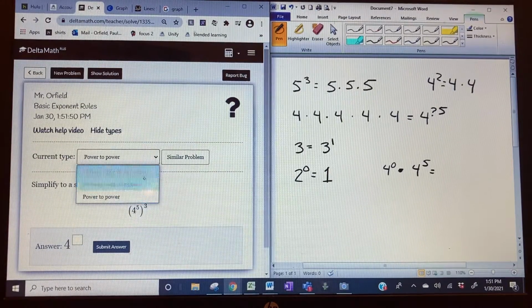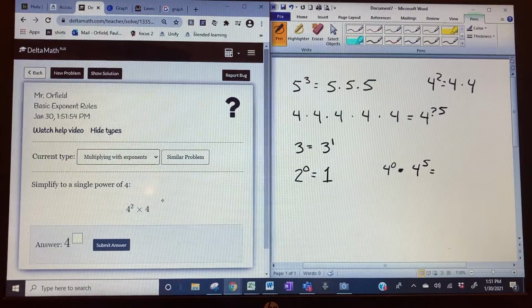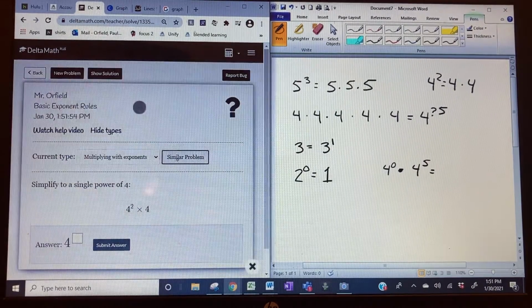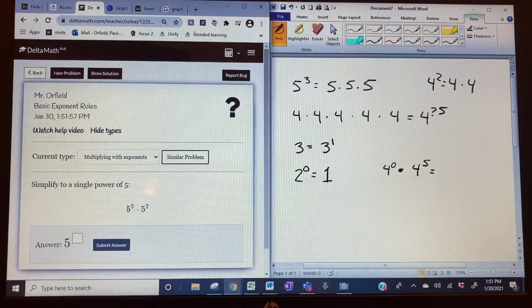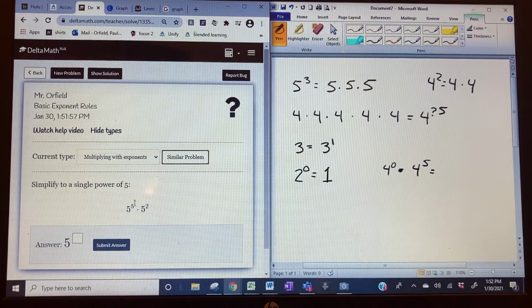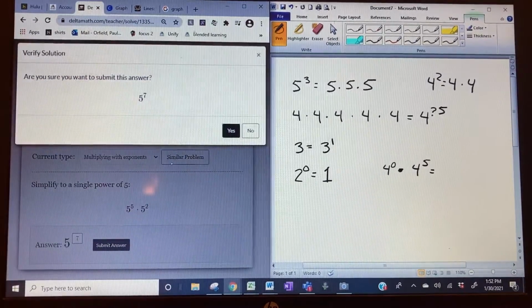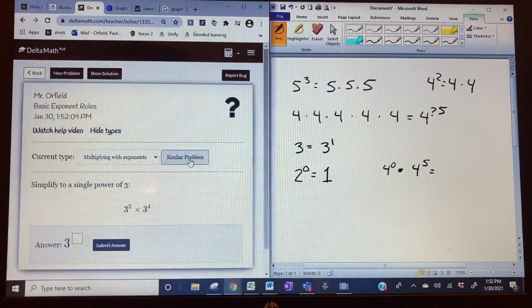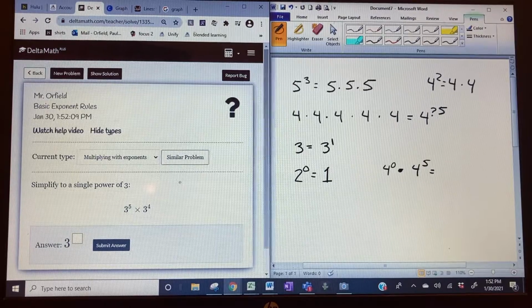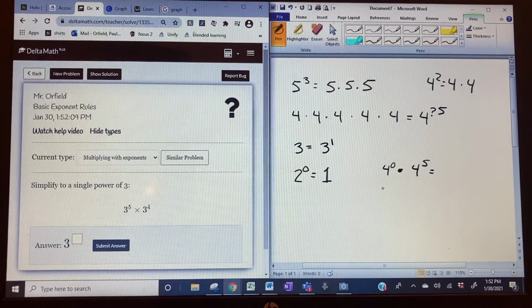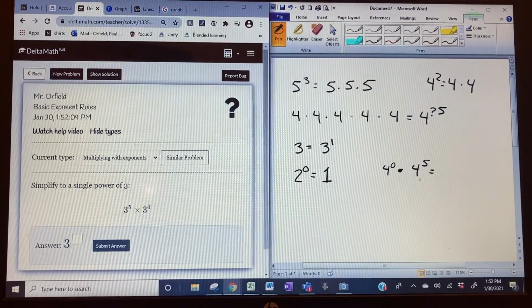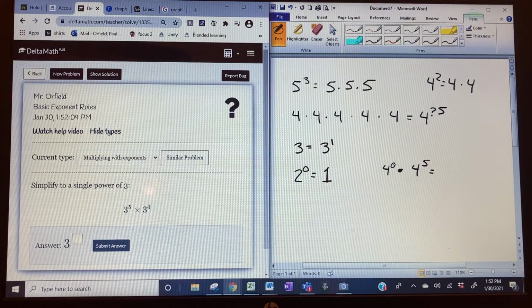I keep doing that. All right, same base, exponents just need to be added together. 5 plus 2 is 7. All right. And I don't want to forget this one, okay? So now I'm just going to leave this.